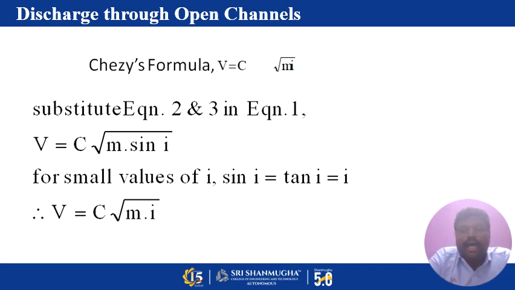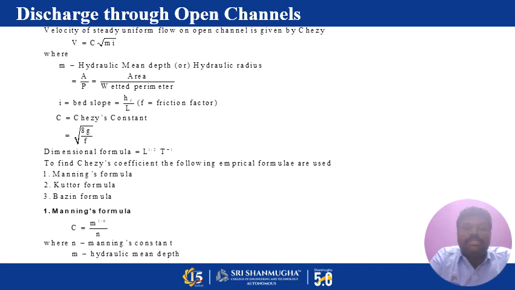For very small values of i, sin i is equal to tan i, which is equal to i. So the velocity of flow is V is equal to C into square root of m i. The velocity of steady uniform flow in an open channel is given by Chezy: V is equal to C into square root of m i. Here m is the hydraulic mean depth A by P, where A is area and P is wetted perimeter, and i is the bed slope, that is h f by L, where the Chezy constant C is the square root of 8g by f. The dimension formula for Chezy's C is L power 1 by 2, T power minus 1.